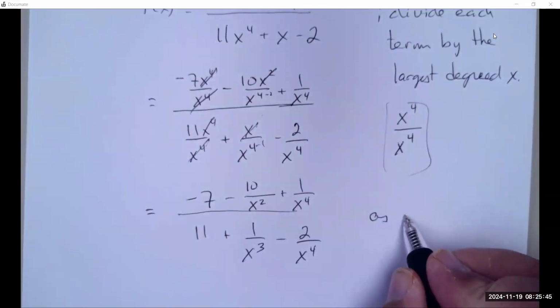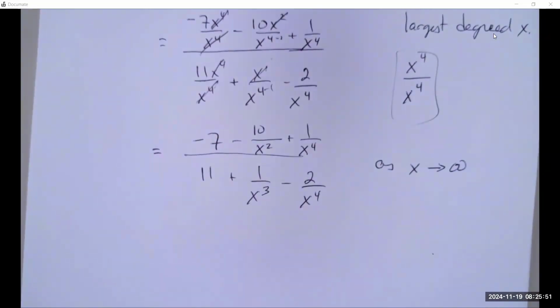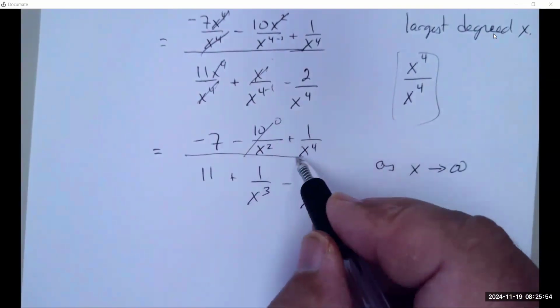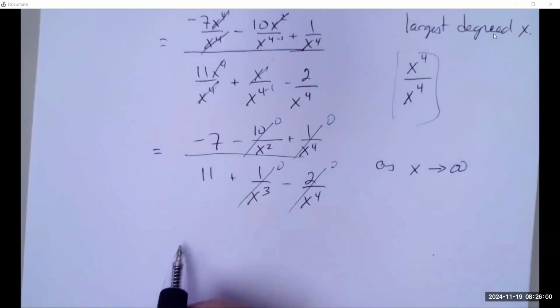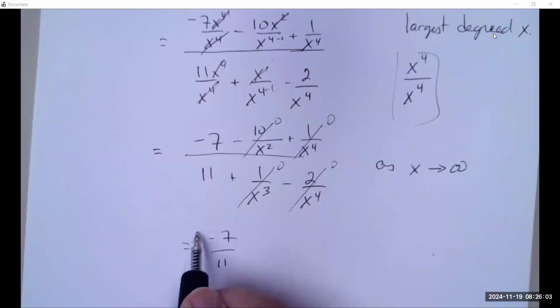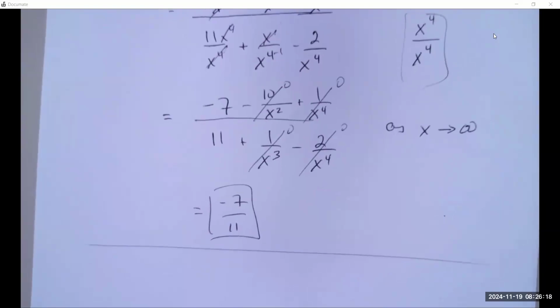Now, as x goes to infinity, what happens? This one goes to 0. This one goes to 0. This one goes to 0. And that one goes to 0. So we're left with -7/11. That's what's happening mathematically. Any questions so far? When you're asked to find a horizontal asymptote, you're taking the numerator and denominator and seeing how they're related to each other with respect to their leading terms.